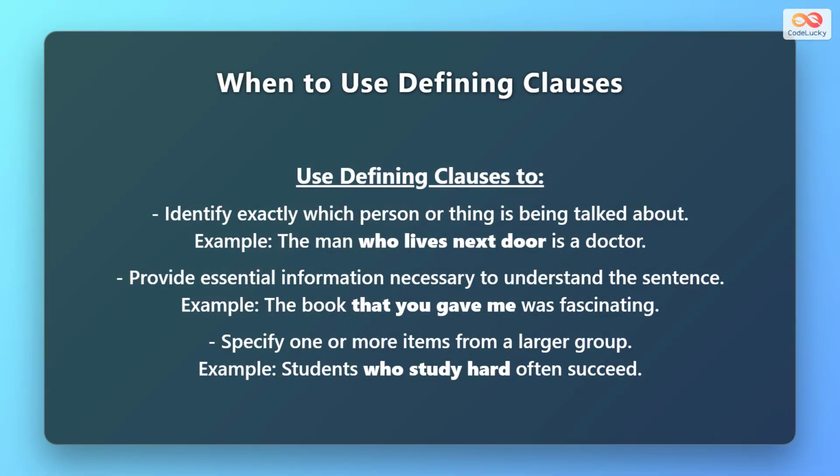Use defining relative clauses to specify exactly which person or thing you are talking about. This type of clause provides important information needed to identify the noun, such as in the sentence, "The man who lives next door is a doctor."